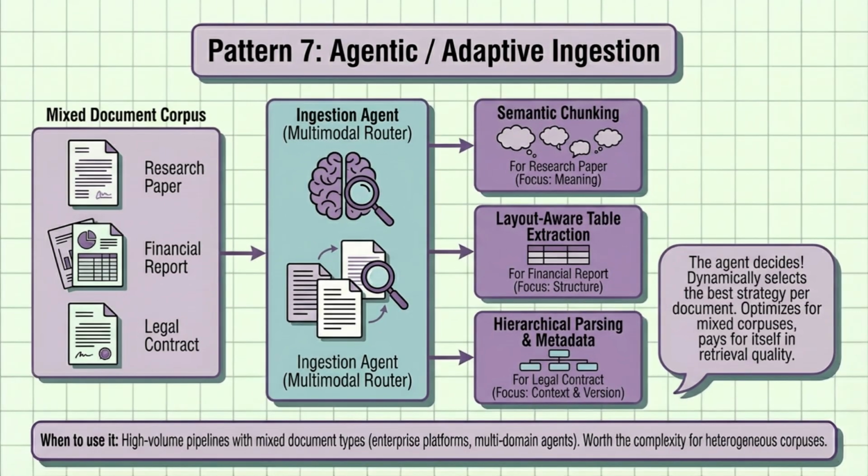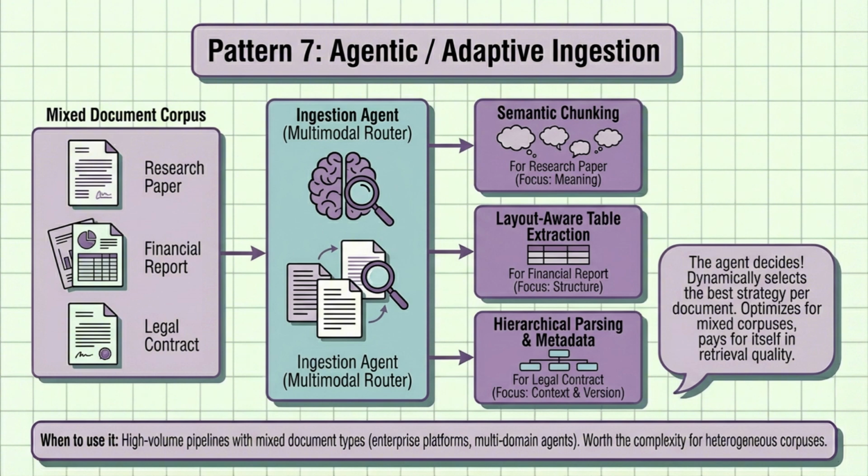agentic/adaptive ingestion. All 6 patterns above share one assumption. You pick a strategy and apply it uniformly across your entire document corpus. That assumption breaks when your corpus is heterogeneous. When one pipeline needs to handle research papers and invoices and legal contracts and internal memos, documents that are structurally completely different from each other, no single fixed strategy is optimal for all of them. You are always over-engineering for some documents and under-engineering for others.